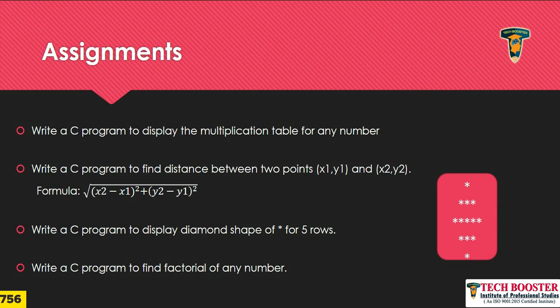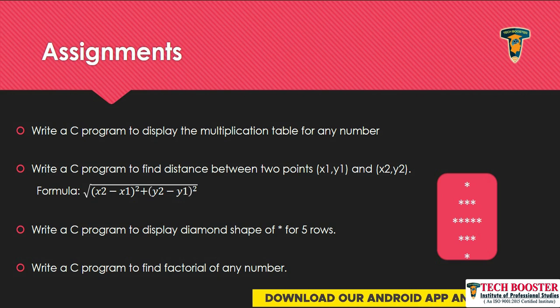So here our second assignment is: write a C program to find the distance between 2 points (x1, y1) and (x2, y2). See here I have two coordinates. The first coordinate is your x1, y1 and the second coordinate is your x2, y2. And here my formula is root over (x2 minus x1) whole square plus (y2 minus y1) whole square.